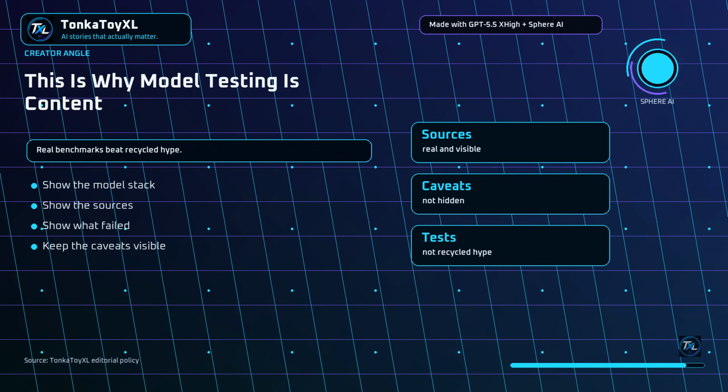We are not just reading model announcements. We are turning the claims into source-backed tests, showing the model stack and keeping caveats visible enough for a reviewer to understand our editorial judgment.